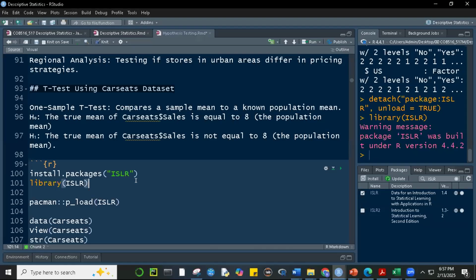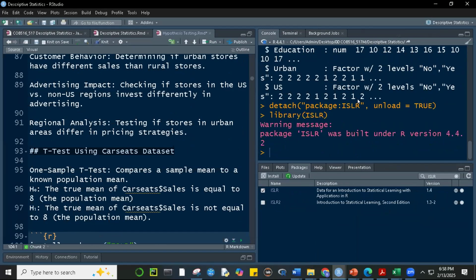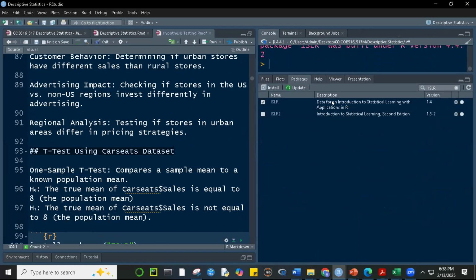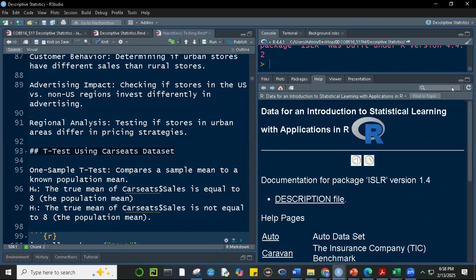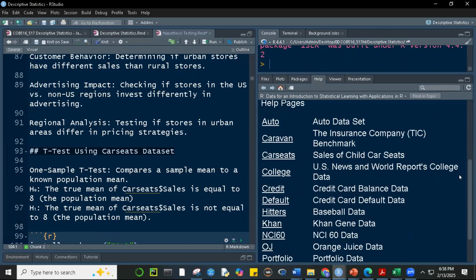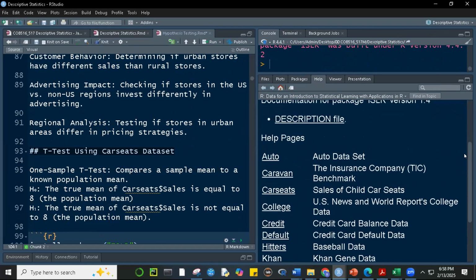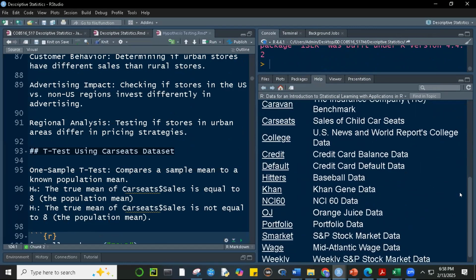Okay. So we now go to this one. So the ISLR, okay, let's check ISLR here. So this package is data for introduction to statistical learning with applications in R. So it contains functions and also data. So let's click this. Let's see what are the functions. Okay. So ito class, no? Ito yung mga data niya. So we're going to make use of this data.